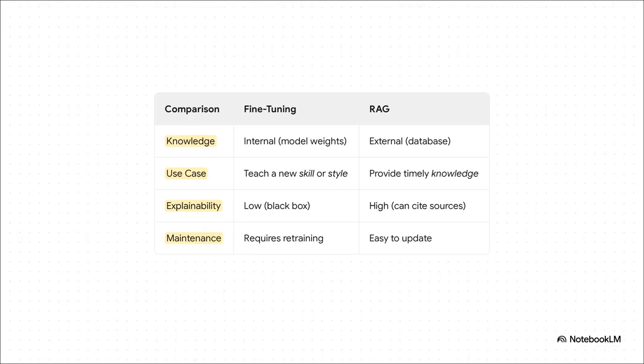The big takeaway here is knowing when to use which tool. You fine-tune when you want to teach the model a new skill or a specific style of talking. You use RAG when you need to give it timely, factual knowledge that changes all the time. Oh, and RAG is also really explainable. It can literally cite its sources for you, whereas fine-tuning is much more of a black box.